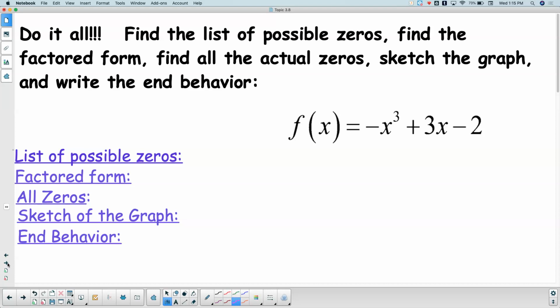First off, I want you to list off the possible zeros. Then, I want you to find it in factored form. Then, I want you to find the actual zeros. Then, I want you to sketch the graph from all the way back in section 2. And then, I want you to write the end behavior of that function in the proper form. Okay? I think we can do that. I'll give you 7 minutes. Shouldn't take more than that. This was a good starter.